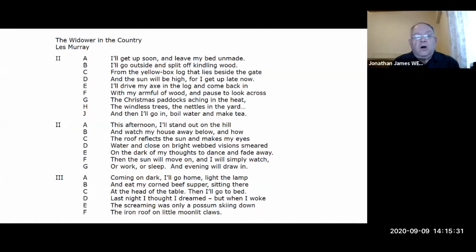Is that all that this poem is about? That's the question that we're asking, right? That's the question that we're posing now. Is there a deeper meaning to this poem?